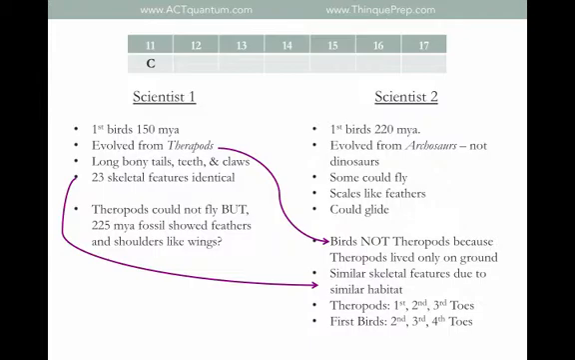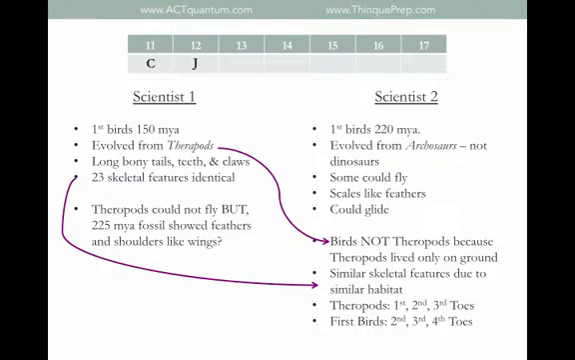Number 12: both scientists would disagree with the statement that birds existed how many millions of years ago? Well, Scientist 1 says that this happened 150 million years ago. Scientist 2 says this happened 220 million years ago. The only one that falls outside that range is J, 250 million years ago.